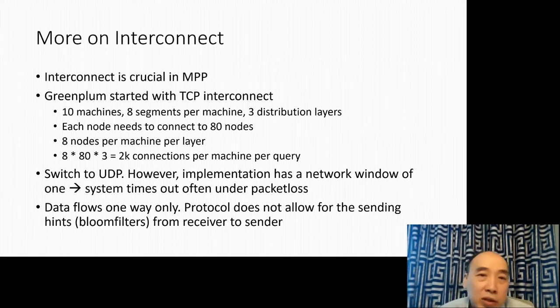Also, in Greenplum's interconnect, the data flows only one way. The protocol doesn't allow you to send any kind of hints from the receiver to the sender. So when you're building a hash table, once you have built up the hash table from the left side, you can essentially compute a Bloom filter and send it to all the scans and say, don't send me these tuples that will never join. That has a huge effect on some of the queries, just because you avoid a lot of the network.